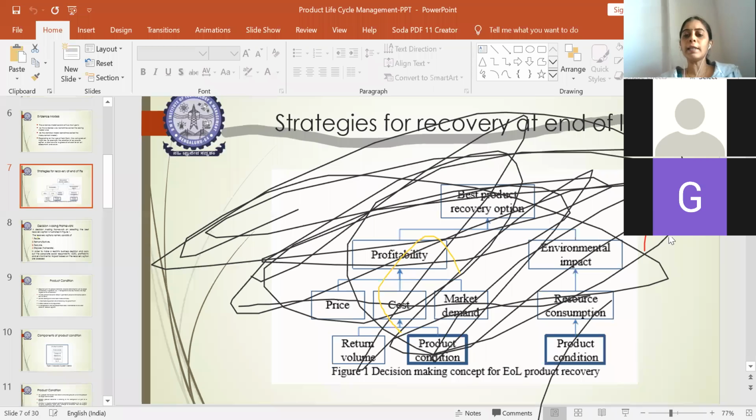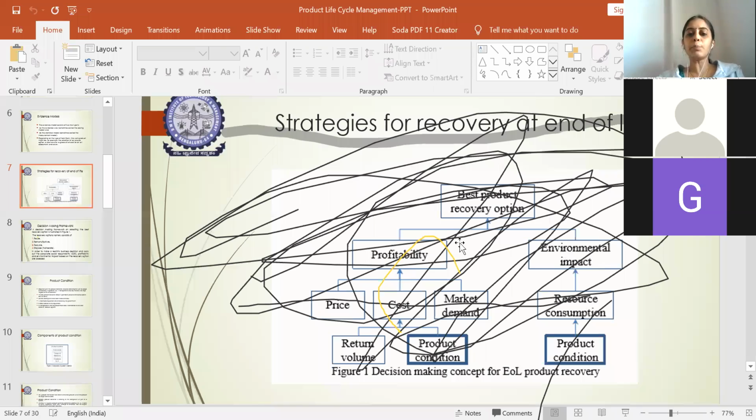The other line is that in which it will evaluate the environmental impact on the product condition. Like what are the resources or the materials which are being used in the product, and how it is associated with the environment, whether it is eco-friendly or whether it is affecting the environment. All those things will be evaluated.